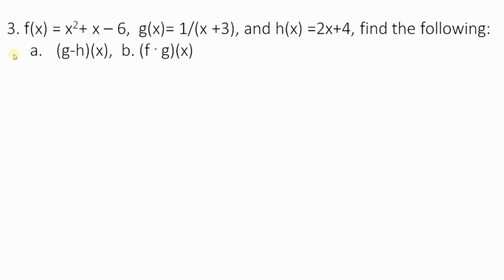Problem number 3. f of x equals x squared plus x minus 6, g of x equals 1 divided by x plus 3, and h of x equals 2x plus 4. Find the following. A, we are to find the difference, g minus h of x. And B, the product, f times g of x.